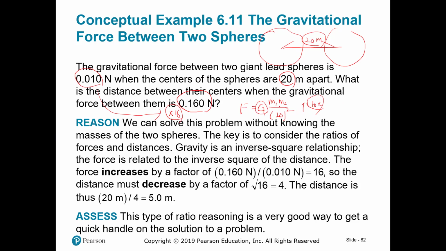You have the same G, and the masses don't change, so they are the same, right? So in order to have a greater force, what happened to the distance? You must have a closer distance, right? But how many times? If your distance is 2 times closer, your force will be increased by a factor of 4, right? Why? The force is proportional to 1 over r squared. So the answer is your distance must be 4 times smaller. So the answer is 5 meters.